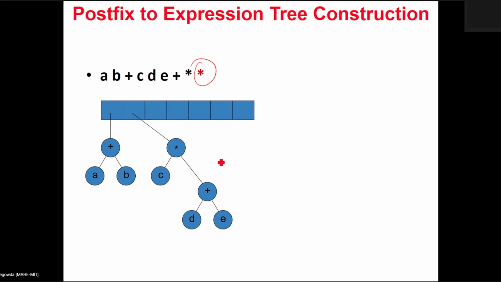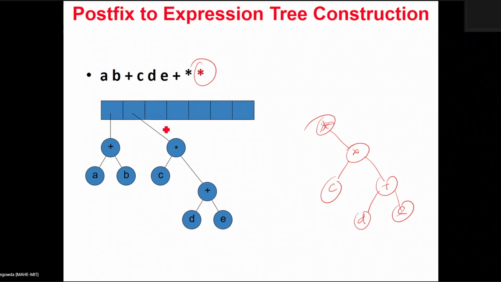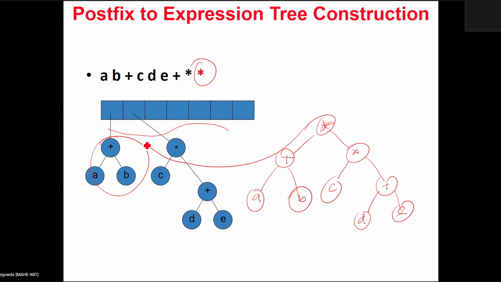Finally, read the last symbol. The last symbol is an operator, so create a new node, assign this operator to the node, and pop the top of the stack. When I pop it, I get this subtree, that is C followed by plus, followed by D and E. This is a tree. Then pop once more. When I pop it, I get this subtree, so add it as the left child of this: plus followed by A and B. Finally you get this one.